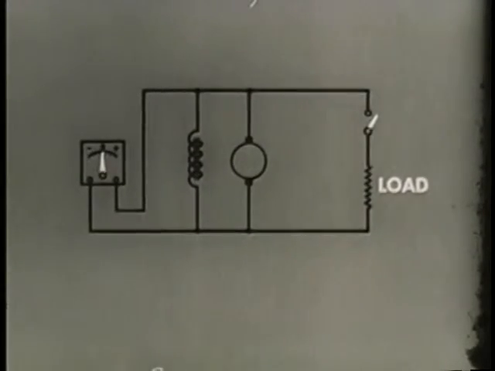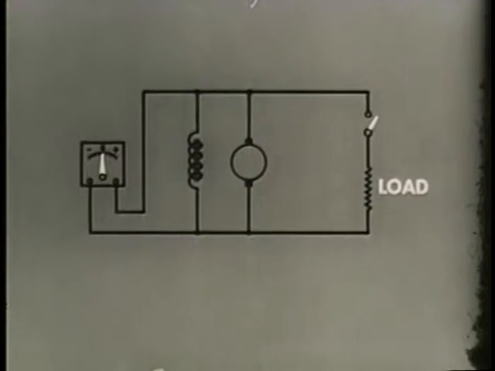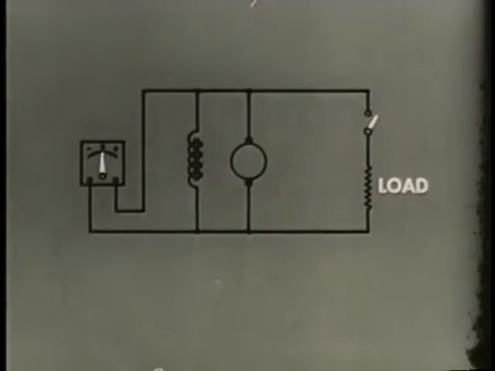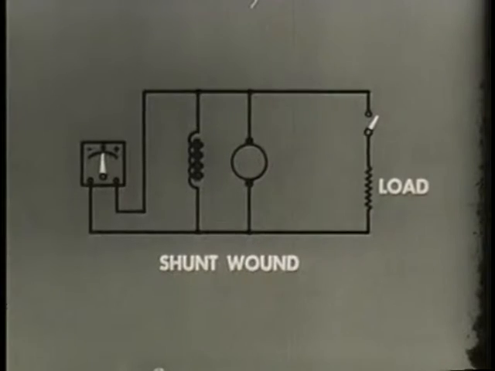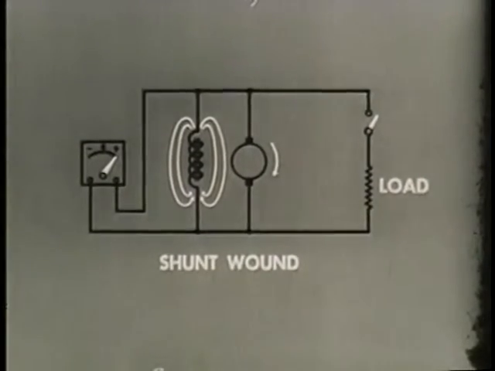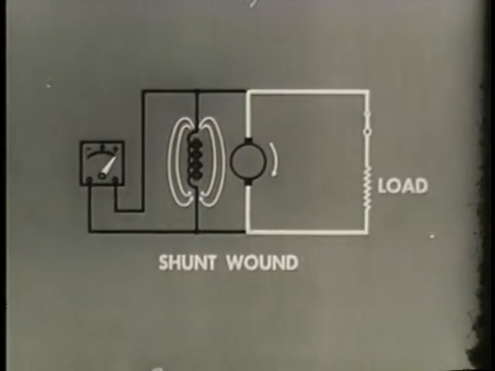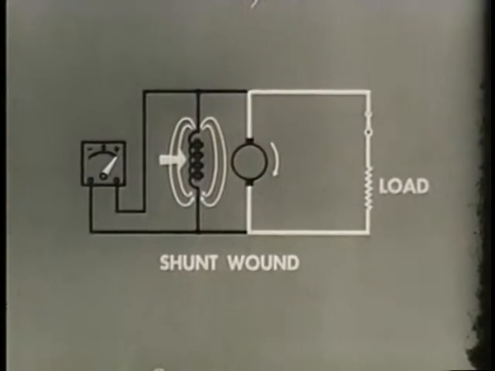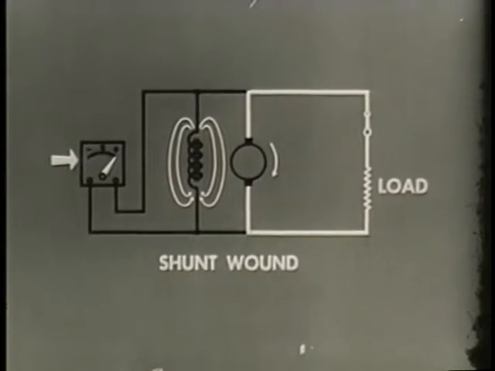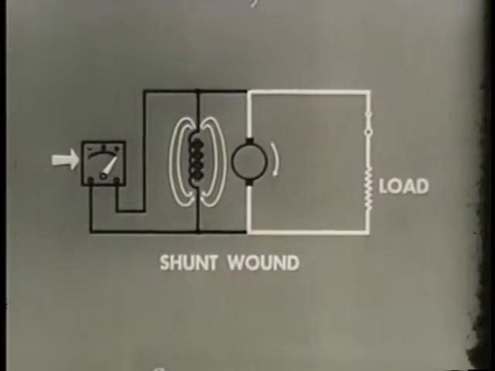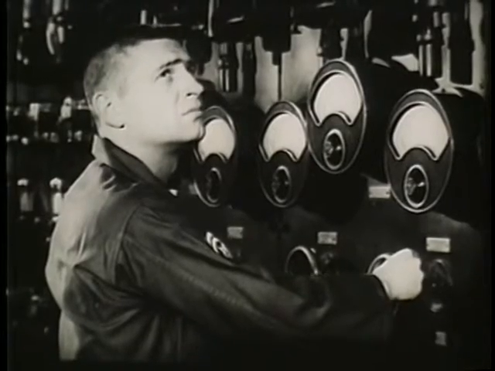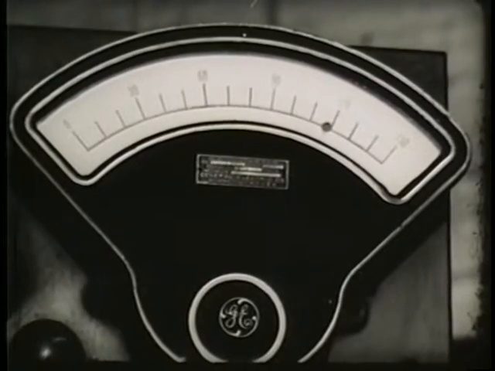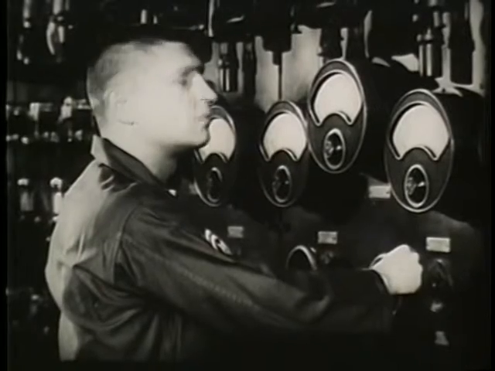When instead of in series, the field winding is connected in parallel with the armature and the load, we have a shunt wound generator. Now the field current is independent of the load current. Therefore, an increase in armature current will not cause an increase in the voltage output. Voltage regulation here is greatly improved. In shunt-wound generators, therefore, changing load causes relatively small change in voltage output.